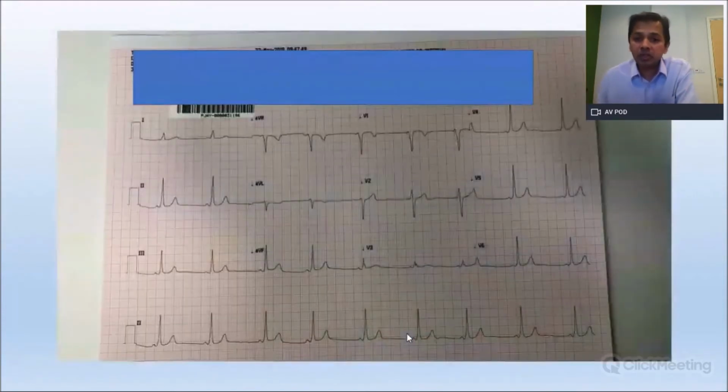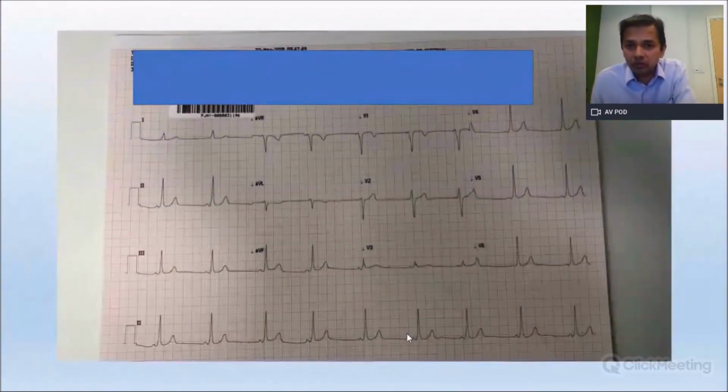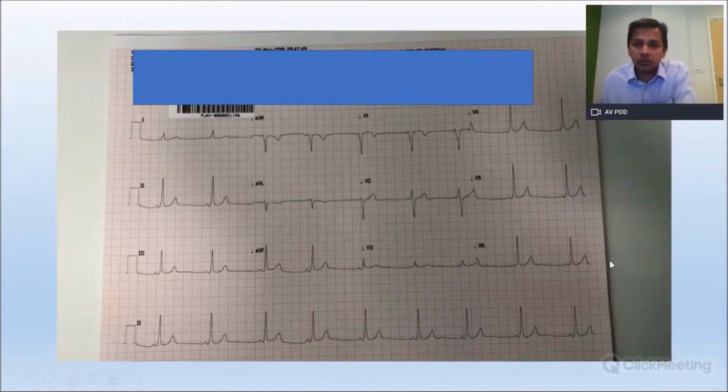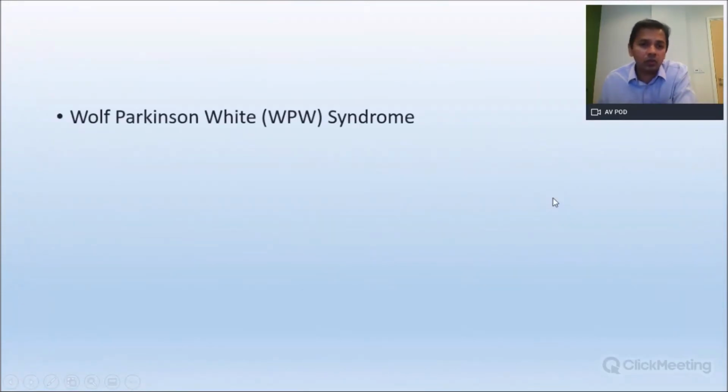So, for example, this patient is 25 years old. He came with palpitation. If you look at leads V4, V5, V6, he has a short PR with a delta wave. Okay, so this is a classical sign of Wolff-Parkinson-White syndrome, or WPW syndrome.